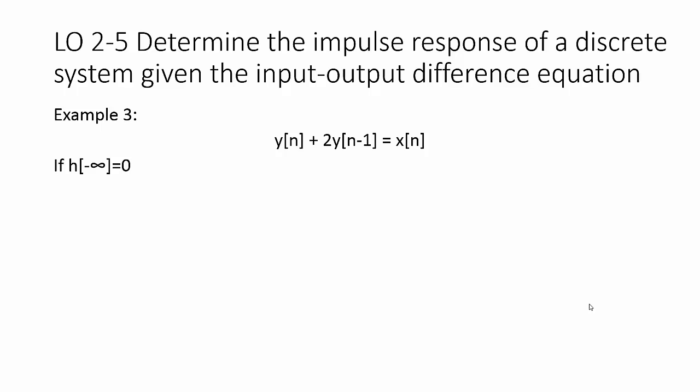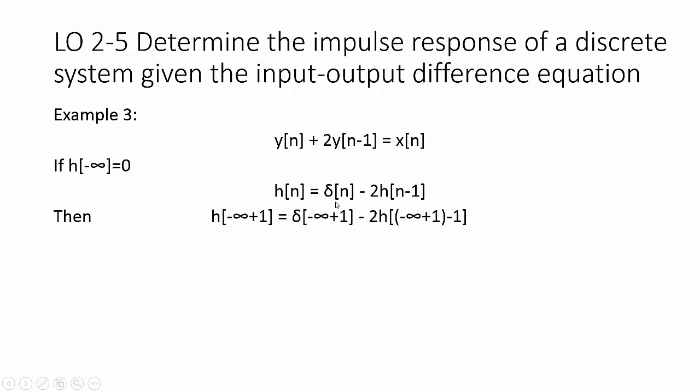So let's see how we can apply this. If we know that h of negative infinity is 0, again we make the substitution of our y of n's, our h of n's, and therefore our y of n minus 1 is h of n minus 1, and our x is delta of n. We're going to look at what happens when n is negative infinity.